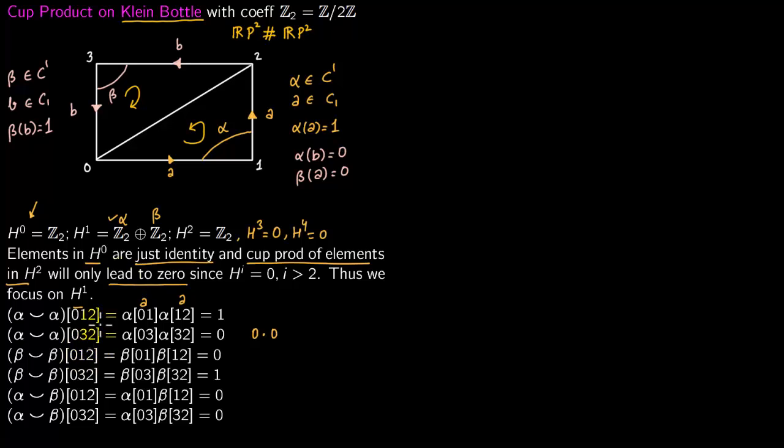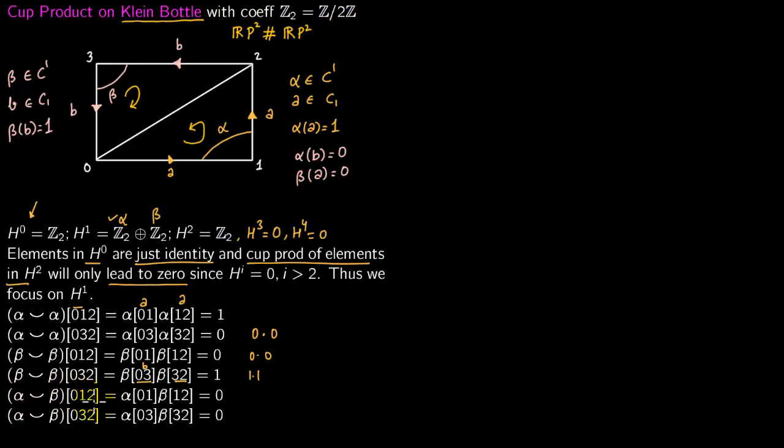Now beta cup beta on 0, 1, 2. Beta is not even in this triangle, so it cannot act on A. Beta on 0, 1 is 0, and beta on 1, 2 is also 0, so you get 0 times 0. Beta cup beta on 0, 3, 2: first 0, 3 and then 3, 2. Beta on 0, 3, which is B, gives 1, and beta acting on 3, 2 also gives 1. So you have 1 times 1, which gives 1.